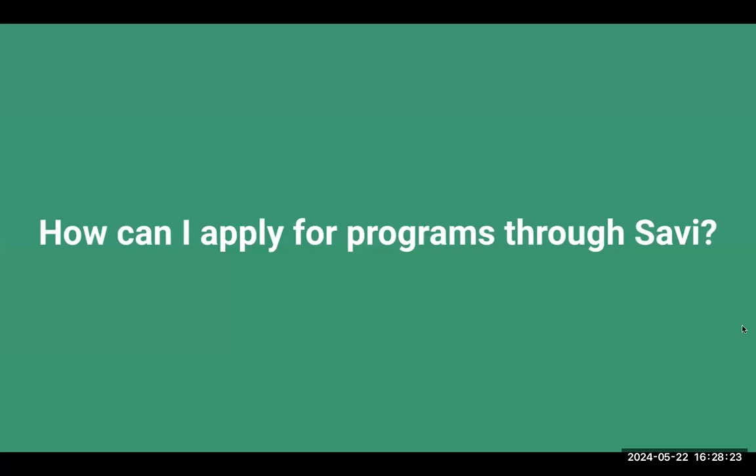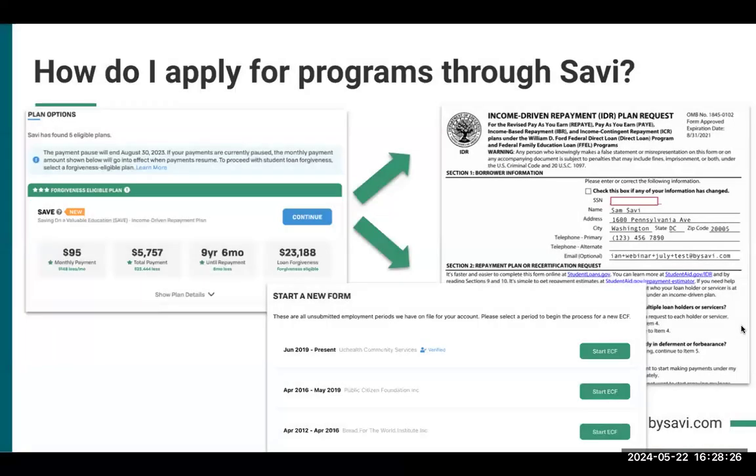How can I apply for programs through Savi? So we've made this really easy to do. We collect all of the necessary information from you to see what you qualify for. After you've entered your information, our results page will show you what options are available. You'll be able to see what income-driven plans are out there, what your monthly payment could be, your timeline to forgiveness, and how much forgiveness you can get. Then, depending on your situation, we will direct you to create any necessary forms. So if you're switching to an income-driven plan, we will create and submit that form for you. If you're switching and enrolling into PSLF, we'll create all the necessary forms and enroll you in PSLF as well.